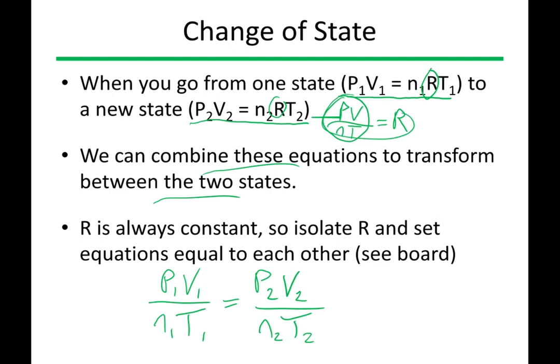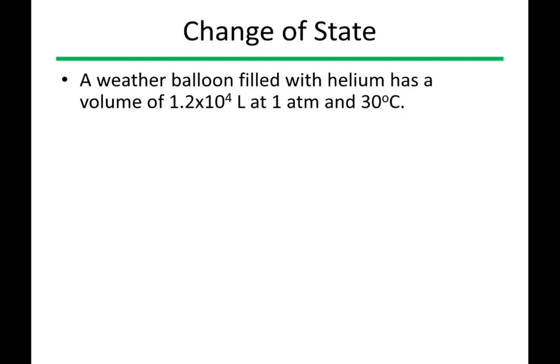If there's something that you don't know what it is, but you know that it's also not changing, so say you're not given the temperature, but you're told the temperature is constant, you can simply leave it out of both sides. Since it's constant, it's not changing, and you can save yourself a little bit of work. So let's look at an example of this.